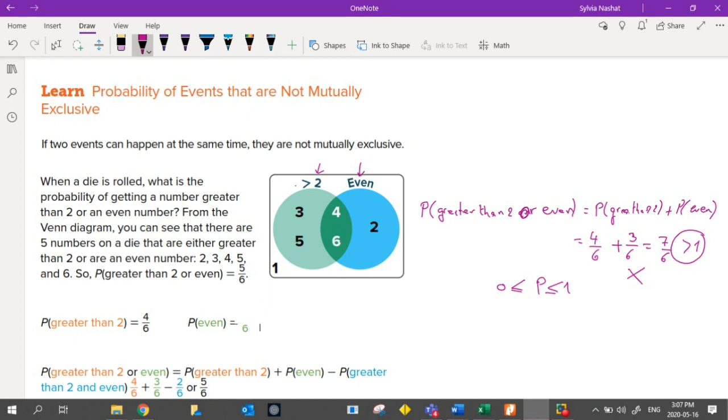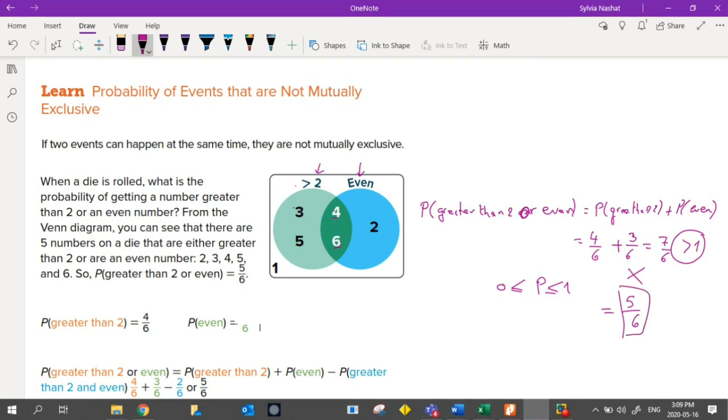So if we have the probability of a number greater than 2 or an even number at the same time, the even numbers are 2, 4, 6, and the numbers greater than 2 are 3, 4, 5, 6. But 4 and 6 are common to both, so we cannot count them two times. So we count 1, 2, 3, 4, 5. The probability must be equal to 5 over 6. This is the correct probability.